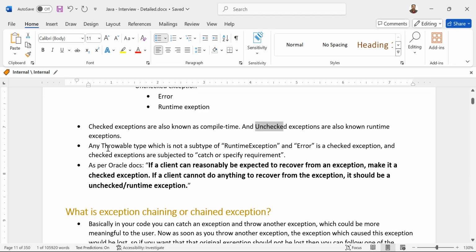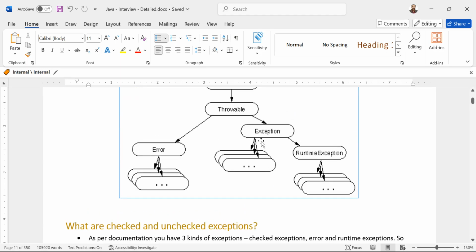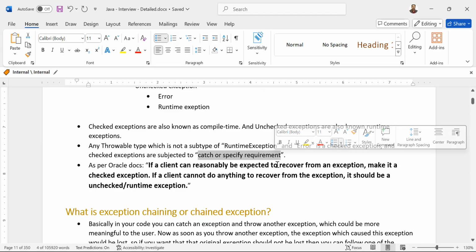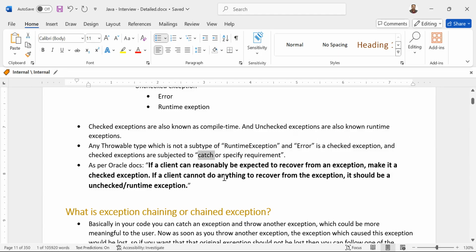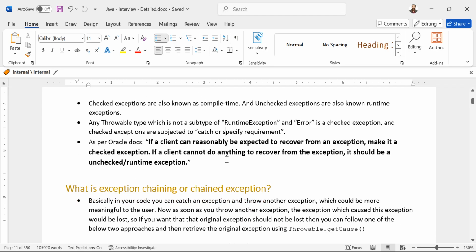Now, this point I think in a way we have already discussed: any throwable which is not a subtype of RuntimeException and Error is a checked exception, and checked exceptions are subject to the catch or specify requirement. This is what we saw, right? This particular tree is your checked exception, which is to say that if you have a checked exception, then either you catch it or you specify it. Specify means that you need to have a throws clause for that particular checked exception.